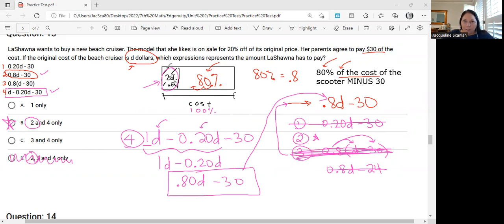This is a very complicated question. This is a DOK 3. I would expect a lot of you guys to struggle with this question. Make sure you take notes.